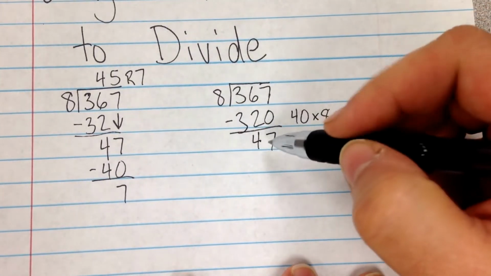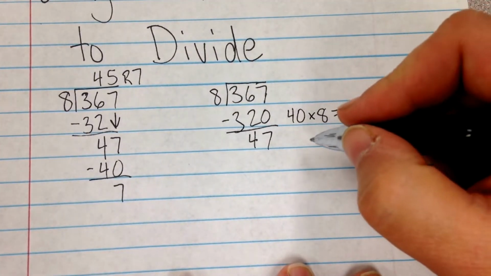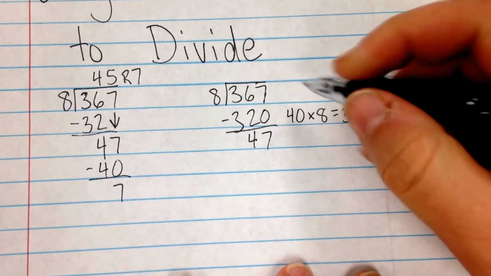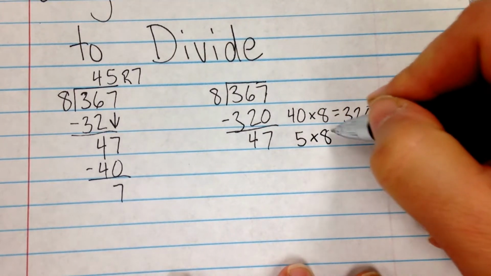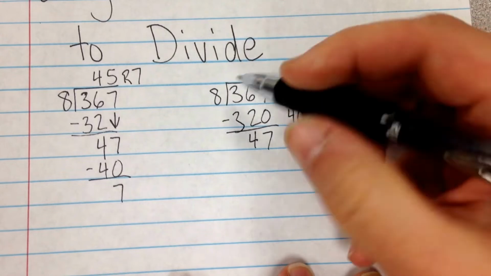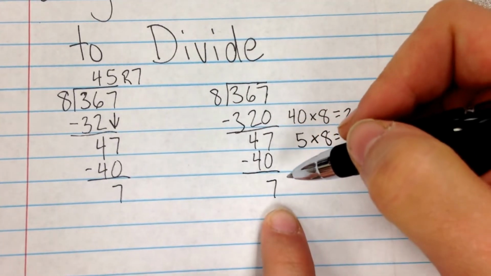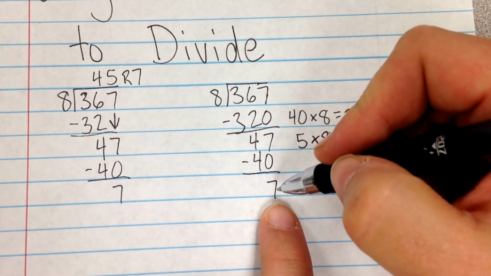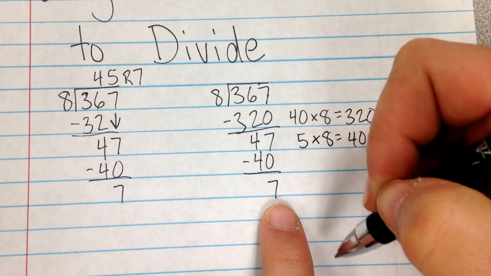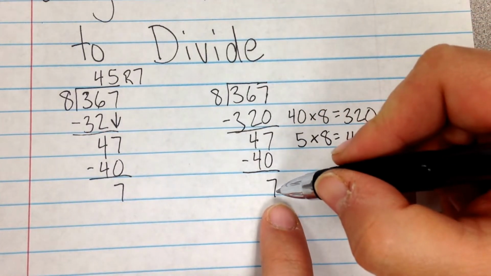So 47 left. Now how many could I put into each of the 8 groups? If I put 5 into each of the 8 groups, that's 40. I have enough to do that. 5 times 8 equals 40. So I'll subtract 40. I have 7 left. Now when I have 7 left, I cannot share it into 8 groups. If I only have 7, I don't have enough to put into 8 groups. That's how I know I'm finished.